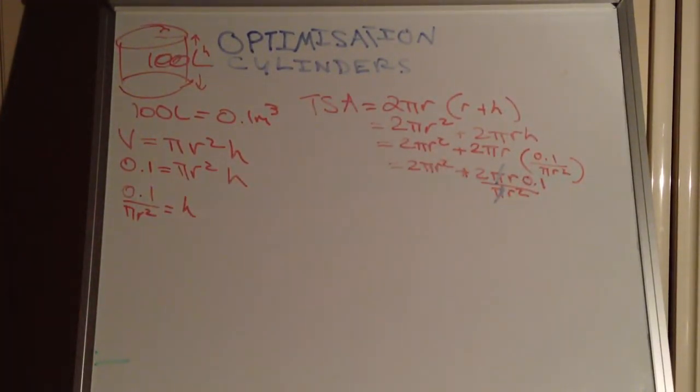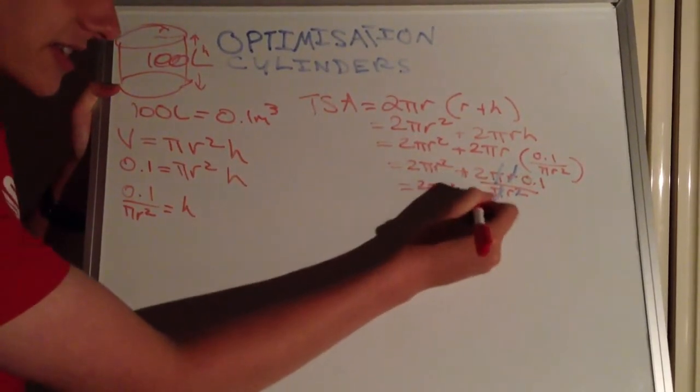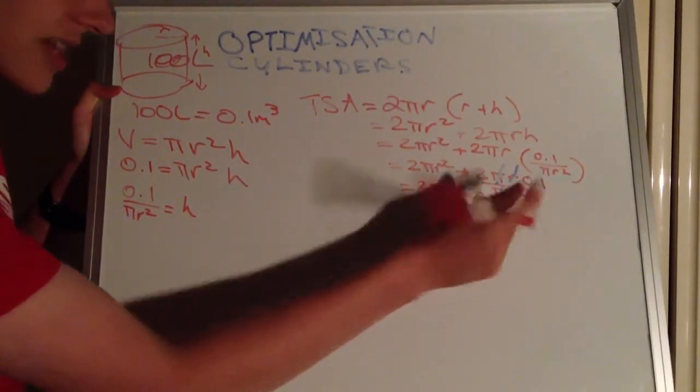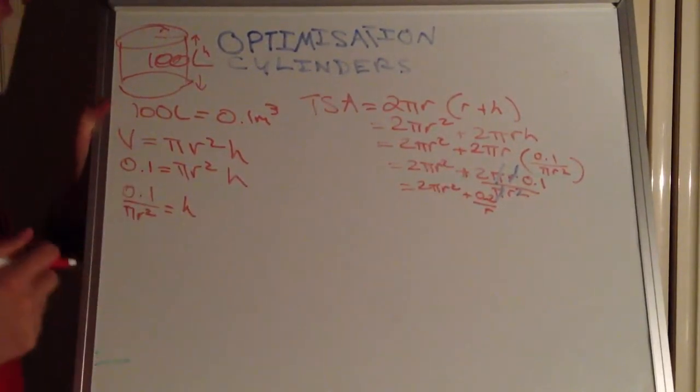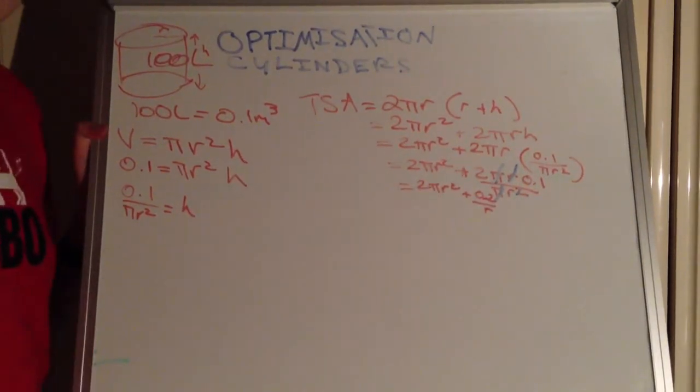Really good. Now we can cancel out the r in the numerator, and because we cancel out one of them, we just take one of them out in the denominator, so we're left with 2 lots of 0.1 over r. Hopefully you can see how I did that. It's just basic cancelling. You should probably understand what I did, but now we can simplify it. So we have 2 pi r squared plus 0.2, because that's 0.1 times 2, over r. Okay, and then we have it, the total surface area formula, which we can now differentiate.